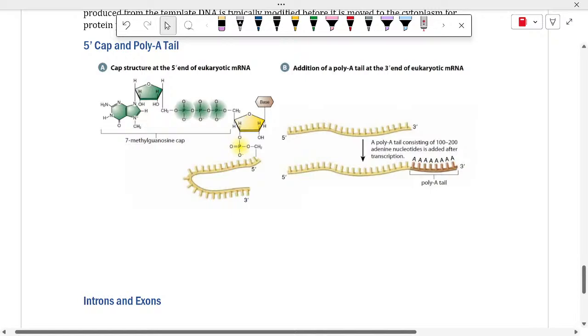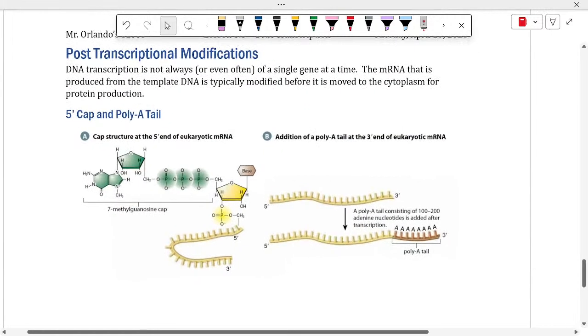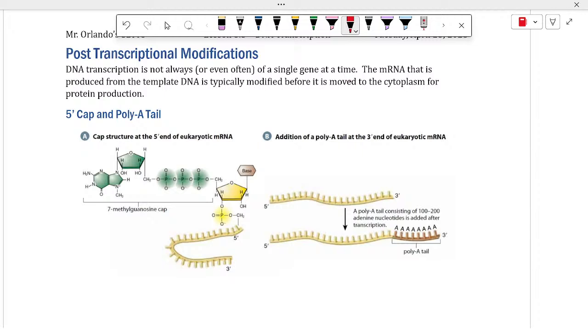So there's a few things to know. The first thing to know is that DNA transcription is not always, or even often, of a single gene at a time. The mRNA that is produced from the DNA template is typically modified before it's moved to the cytoplasm to be turned into a protein. And we're going to talk about a few modifications, just a few.